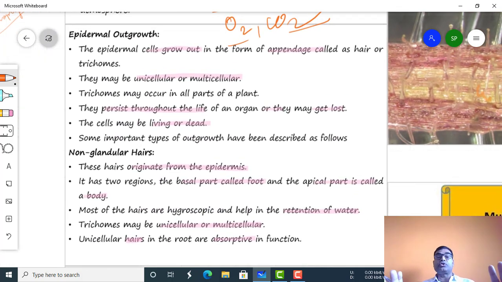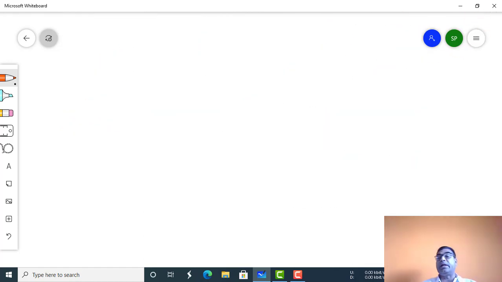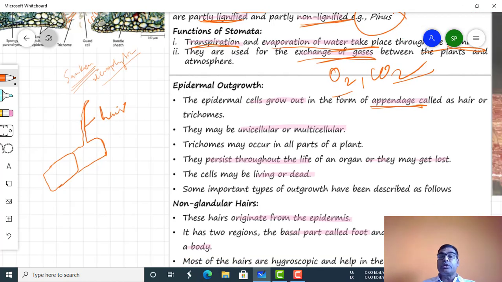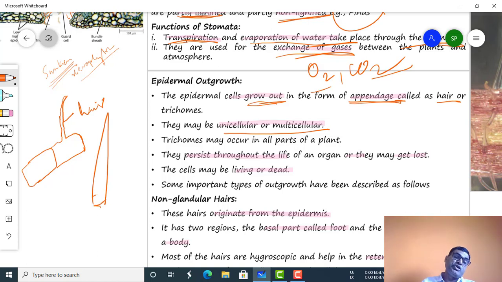Now let us talk about the epidermal outgrowths. Epidermal cells grow out in the form of appendages called hairs or trichomes. Suppose this is an epidermal cell, and this is another epidermal cell, and if such an epidermal cell protrudes outward in the form of a projection or appendage, then this is called a hair or trichome. It may be unicellular or multicellular. This is a unicellular hair, but this one is a multicellular hair.